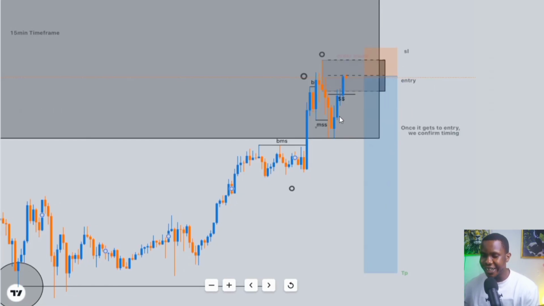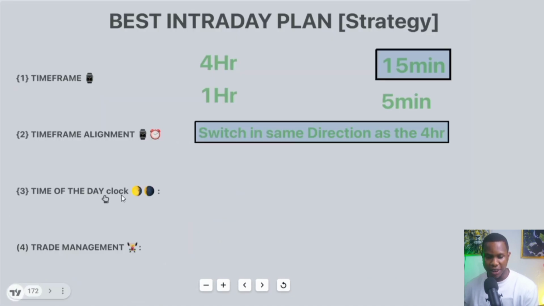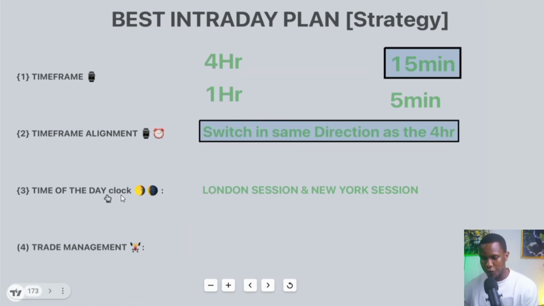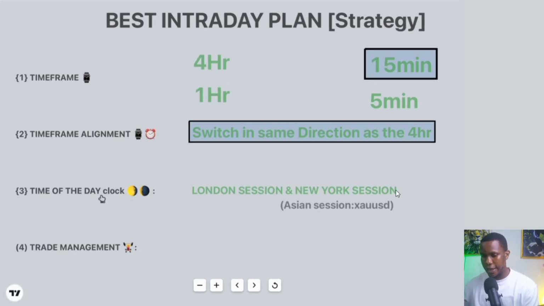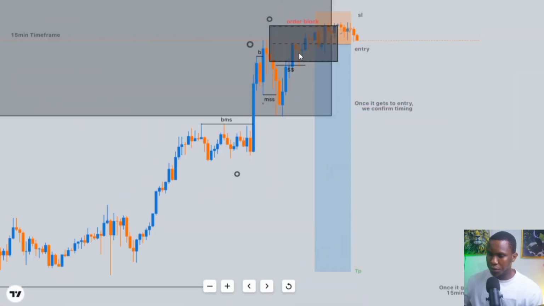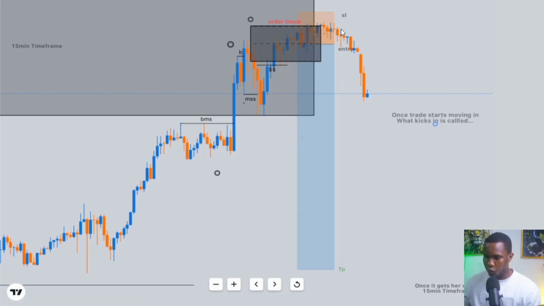Once price action gets to your entry level, you confirm the time of the day. It is simple. You just have to trade the London session or New York session, and if you're trading gold, you can actually add Asian session to it. Okay, we can see price action moved up a little bit, almost at our stop loss level before it started moving in our direction.